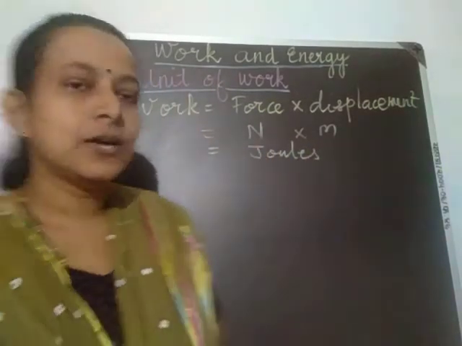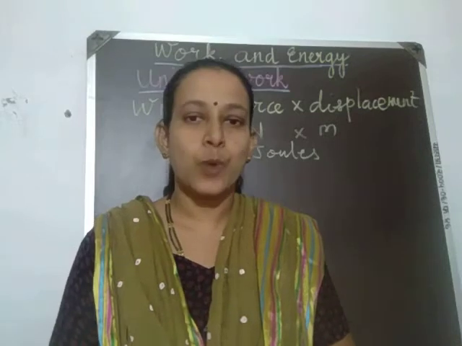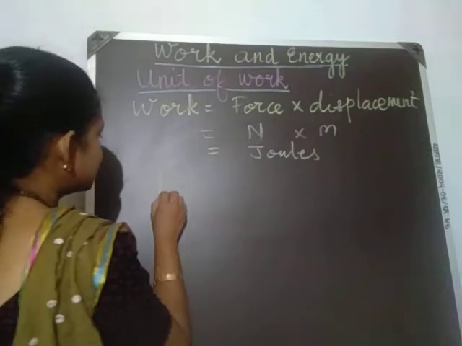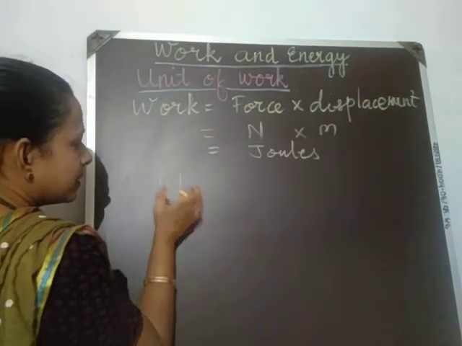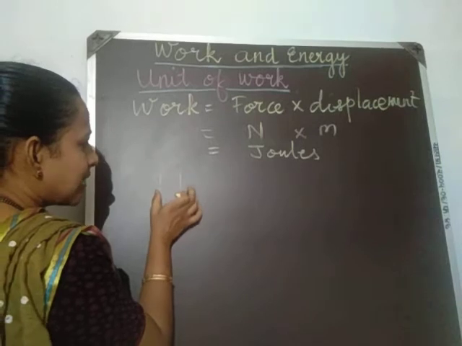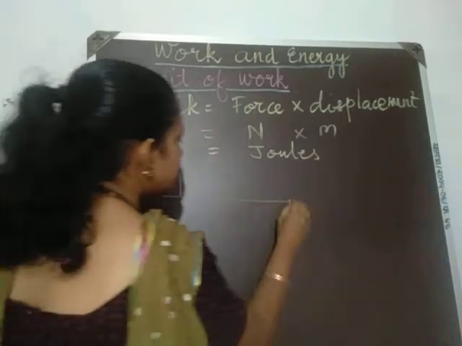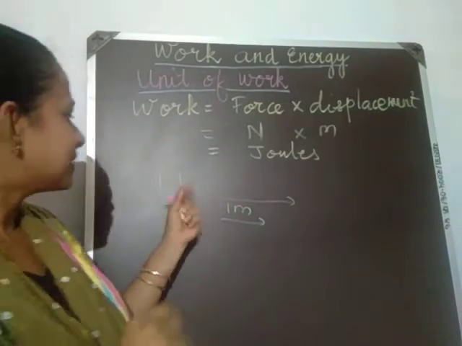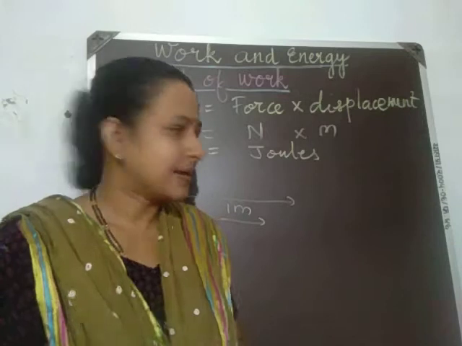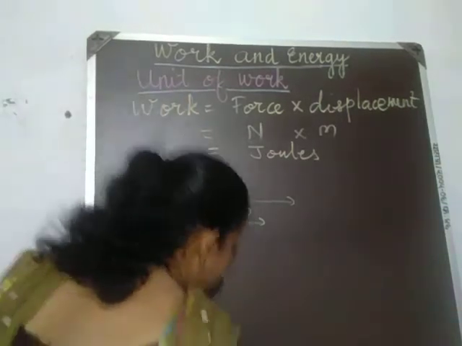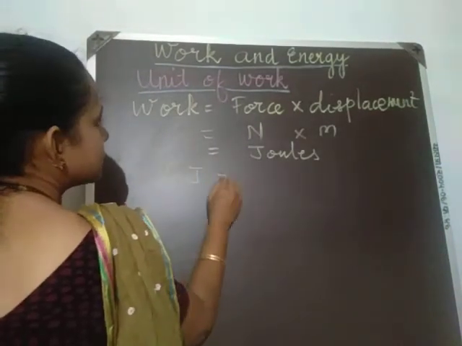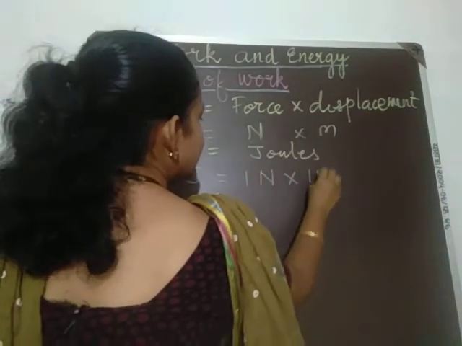Okay, now let us see how we can define 1 joule. When do we say that 1 joule of work is done? We say that 1 joule of work is done if a force of 1 Newton is applied to displace an object through 1 meter in the direction of force. Then we say that 1 joule of work is done. So we can also say that 1 joule of work is equal to 1 Newton into 1 meter.